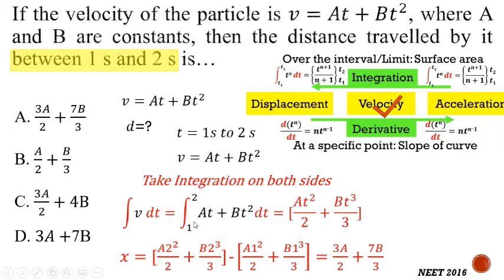The limits are given, that is 1 to 2. So putting these two limits and replacing this t, first put the upper limit, that is a into 2 raised to 2 square divided by 2 plus b into 2 raised to 3 divided by 3. Now replace this particular term by putting value 1, and if you solve this you will get 3a by 2 plus 7b by 3.